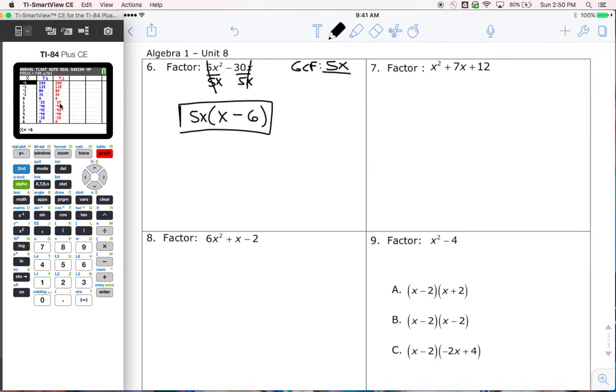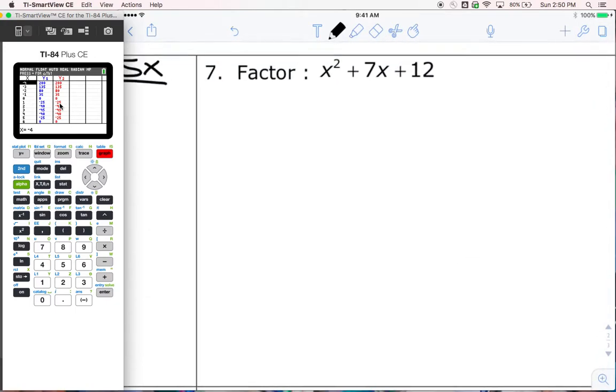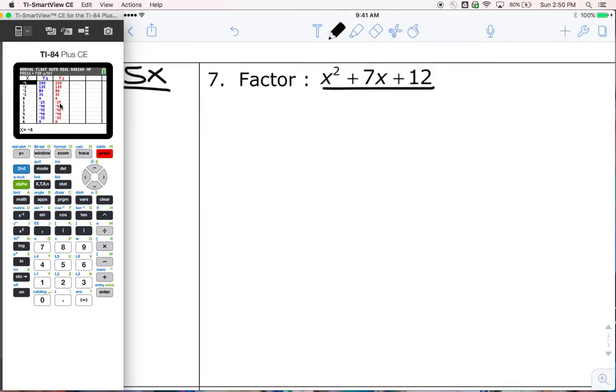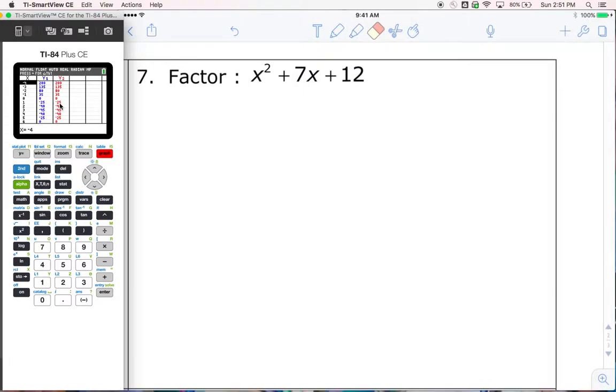Problem 7. All right, we've got x squared plus 7x plus 12. Check for our greatest common factor first. They don't all have x, and I've got a 1 and a 7 and a 12. So my GCF is just 1, which means I don't really have one that I can use. So we're going to move on.